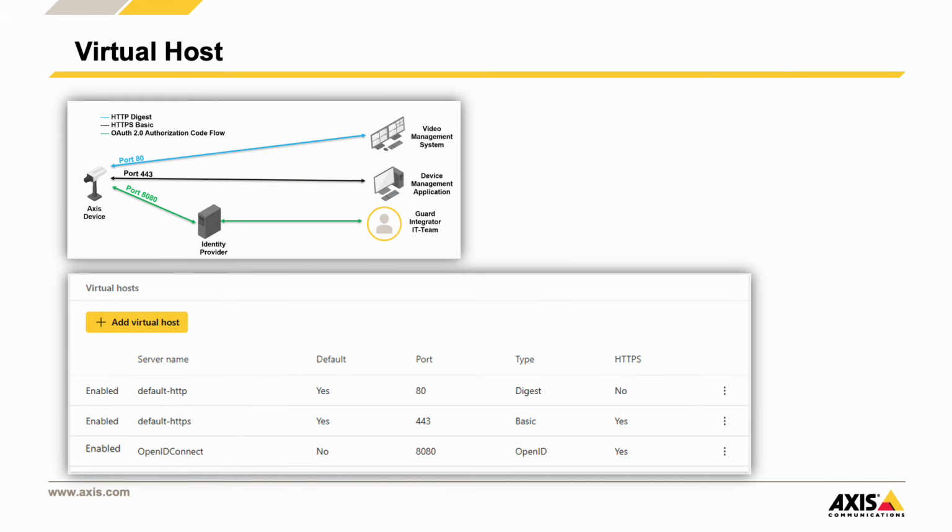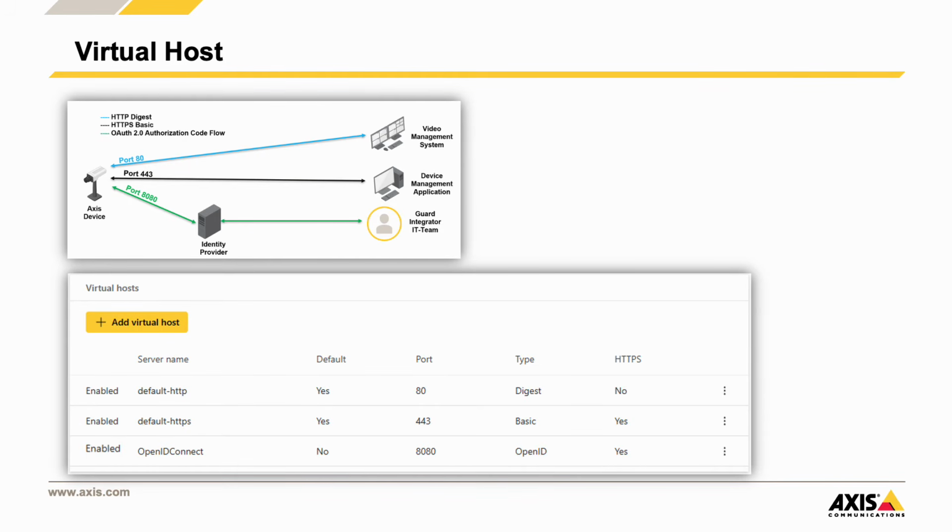Now, let's talk about the new features in more detail. The virtual host configuration feature allows users to select their preferred authentication schemes, supporting methods including OpenID Connect, Basic, and Digest authentication. For instance, a device can be configured with 3 virtual hosts, each supporting a different authentication mode on separate ports. This flexibility enhances the device adaptability to various system and security requirements.